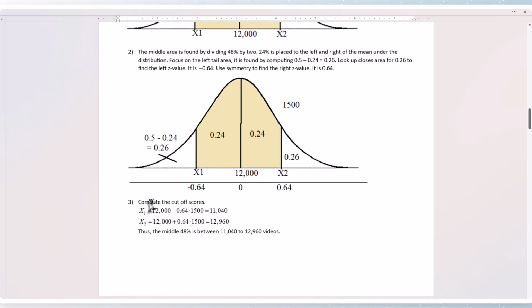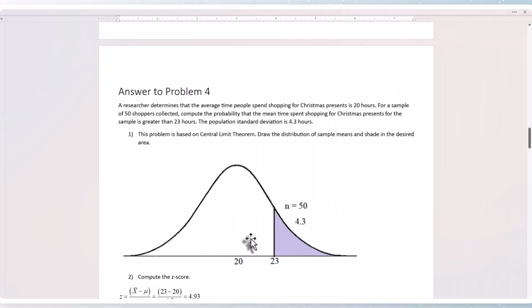We then plug these values into our cutoff score. So we have 12,000 as the mean minus the z-value 0.64 times the standard deviation. That's going to give us 11,040. The second cutoff score is 12,000 plus 0.64 times 1,500, which is 12,960. Thus, the middle 48% is between 11,040 to 12,960 videos. Okay, problem 4 says the following.